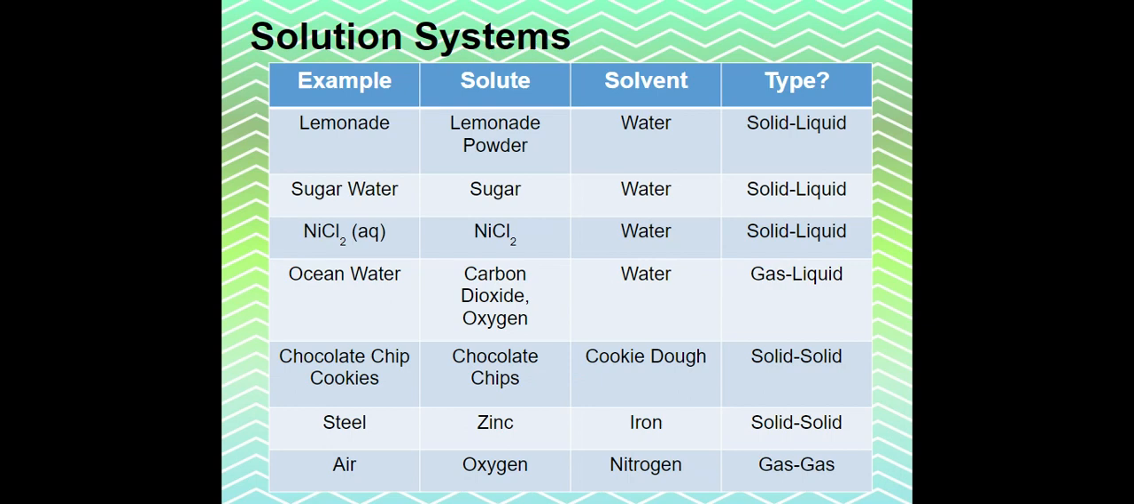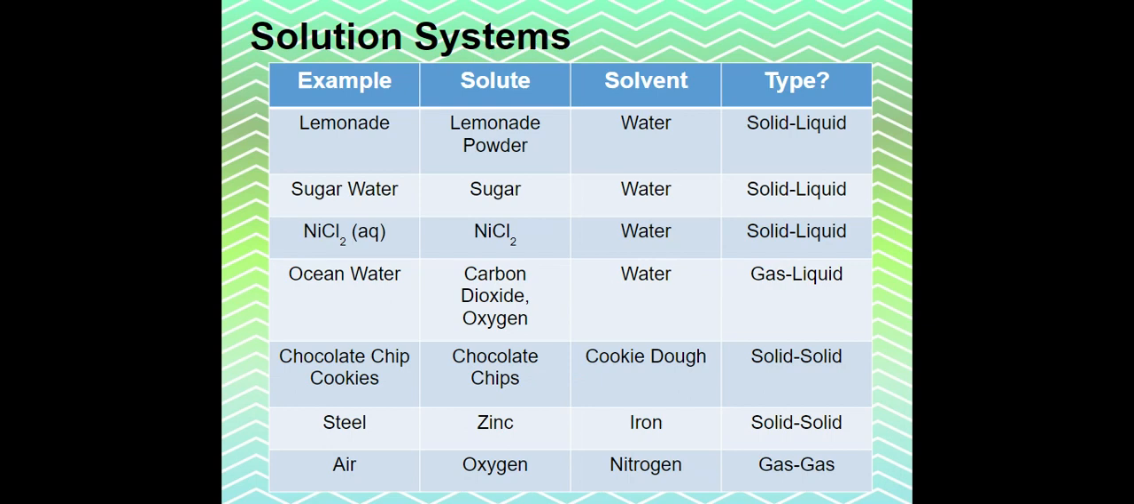Same thing with steel. Steel is a mixture of zinc and iron. And so in steel, iron is the main component, so we consider that the solvent. And then zinc is embedded into or mixed into the iron. So that's also a solid-solid solution.